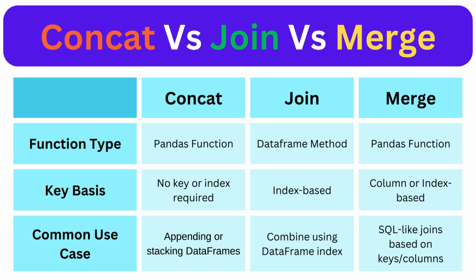So this table presents the difference between the concat, join, and merge functions based on the type of function, the key basis, and the common use case. Concat and merge are Pandas functions, while join is a data frame method. There are no keys or index requirements in concat. Join uses the common indexes, while the merge function uses common columns or column indexes. Concat is used for appending and stacking the data frames. Join is used to combine the data frames based on the common indexes. And the merge function is used to perform SQL-like joins based on the common keys and columns.